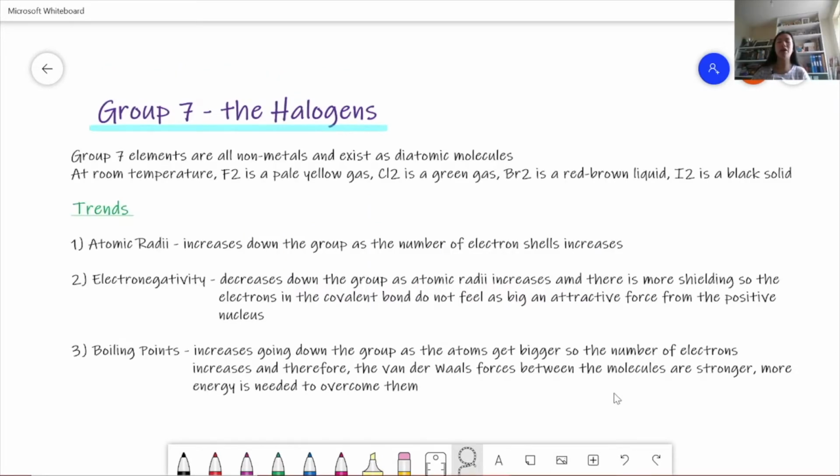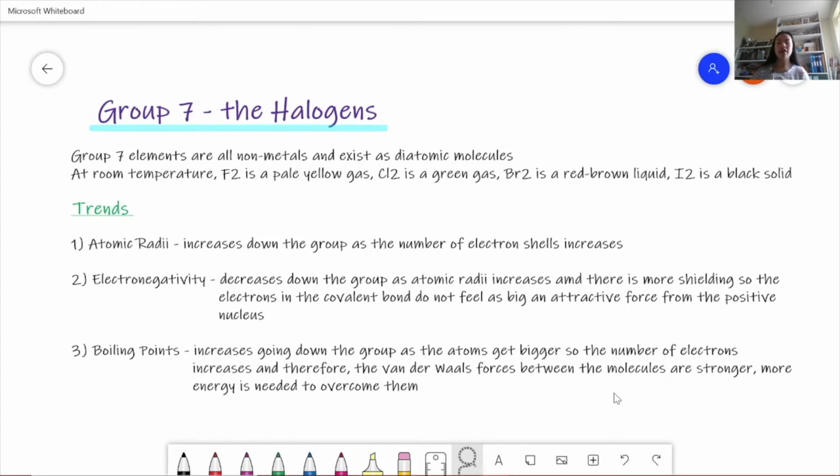So now we're going to talk about group 7 elements, and these are called the halogens, and they're all nonmetals and exist as diatomic molecules. So for example, fluorine exists as F2, so it exists as 2 atoms of fluorine in one molecule. So there are particular things to know about each of these halogens.